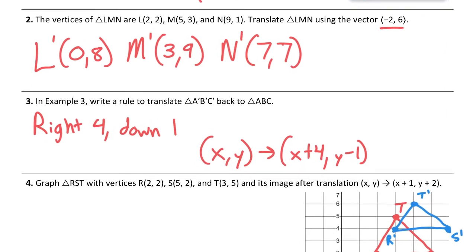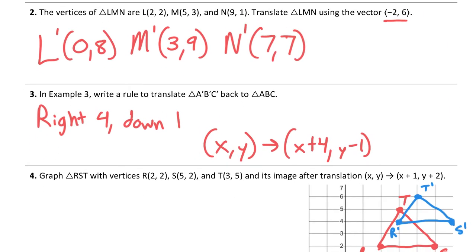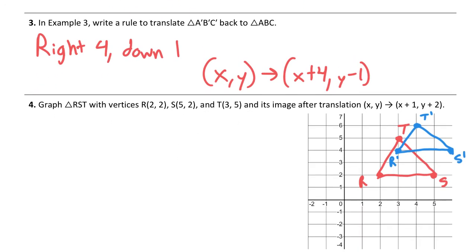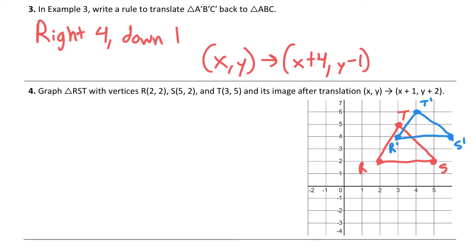In number 2, the vertices were (2, 2), (5, 3), and (9, 1). Using this vector, I subtracted 2 from my x values, and I added 6 to my y values. So I got (0, 8), (3, 9), and (7, 7). So it's just knowing to subtract from the x values for this one, add to the y values. Example 3, if we go back and look at example 3, I would just say right 4, down 1. So that would be the rule, x plus 4, y minus 1.